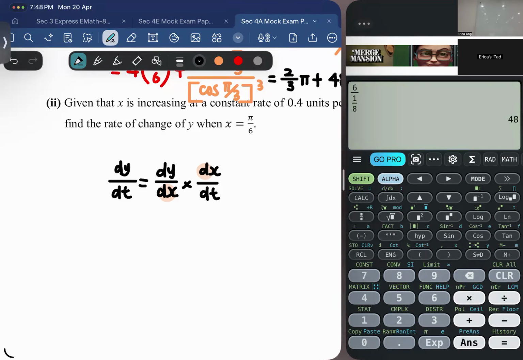Okay, good job. Well done. Okay, next page. Okay, not very good. Next page. Quotient rule. Answer. I think.